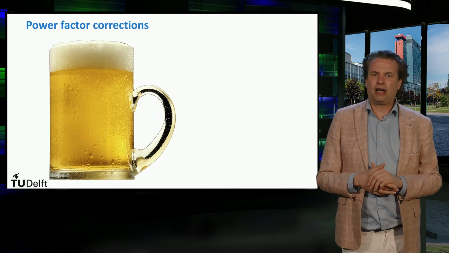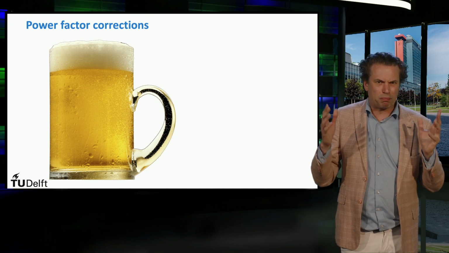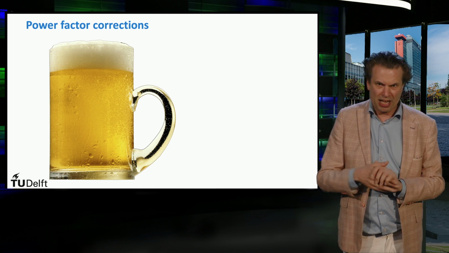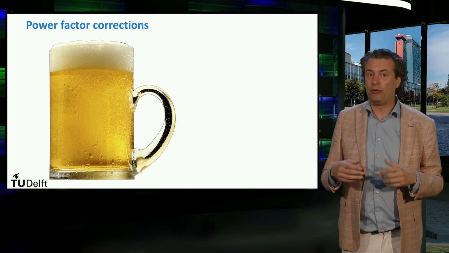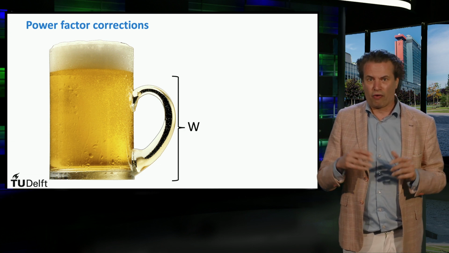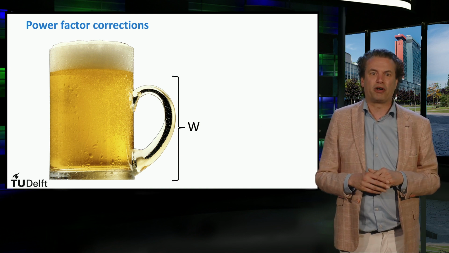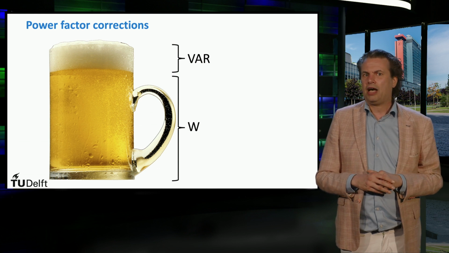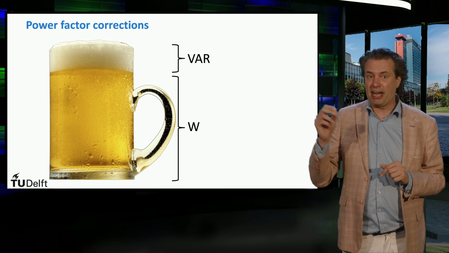The beer mug analogy is a very common and intuitive way to explain the effects of power factor on the electricity grid. Let's suppose the beer is the real power in watts, while the froth on top of it represents the reactive power, VAR, volt-ampere reactive. As seen before, the sum is called apparent power, in VA.